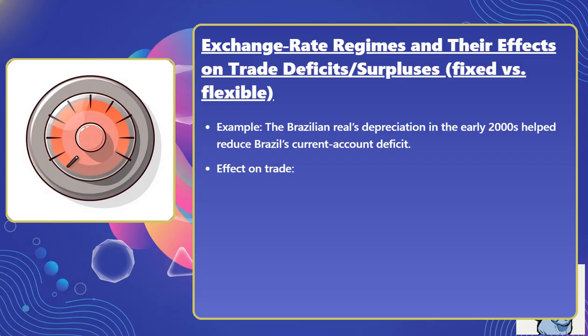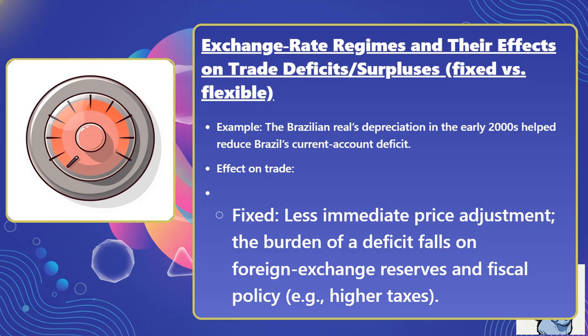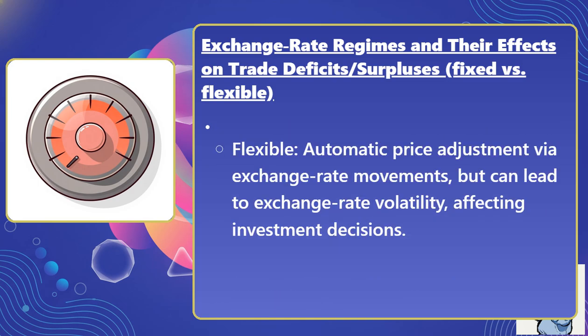Effect on trade. Fixed: less immediate price adjustment. The burden of a deficit falls on foreign exchange reserves and fiscal policy, for example, higher taxes. Flexible: automatic price adjustment via exchange rate movements, but can lead to exchange rate volatility, affecting investment decisions.